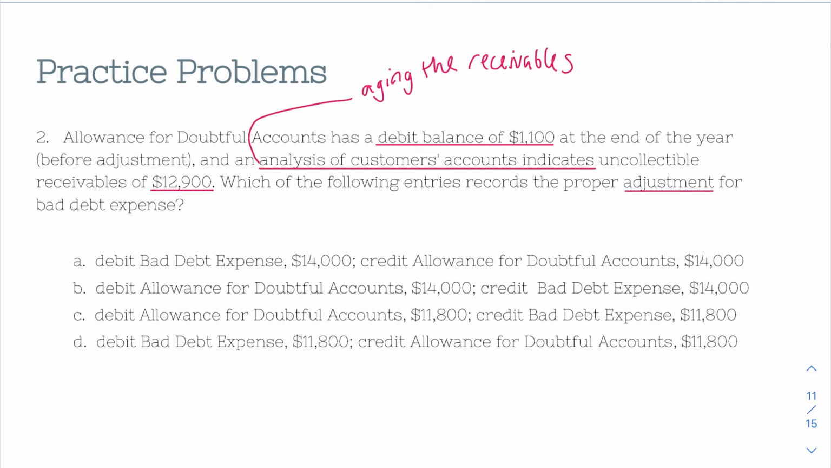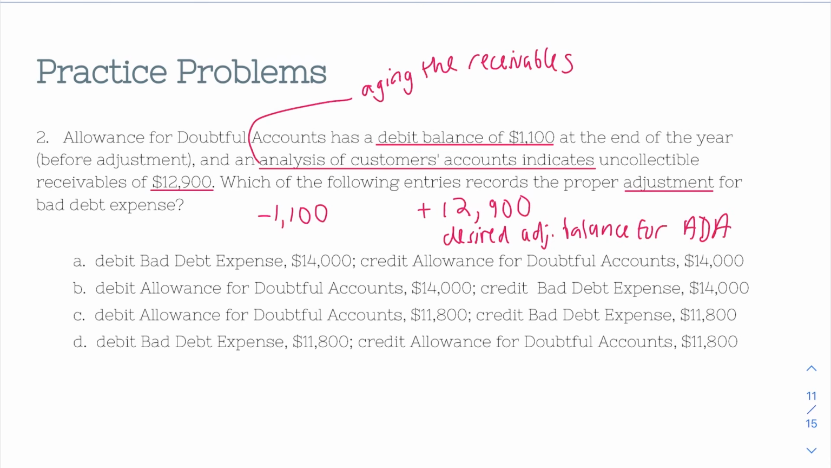And then the main part of this question is saying, allowance for doubtful accounts has a debit balance of $1,100 in it. So basically what that means is it's kind of got a negative balance. Not really, but we're going to write it as that. So it has a current negative balance of $1,100. And analysis of receivables told us that the balance should be a positive $12,900 because this is our desired adjusted balance for AFDA.